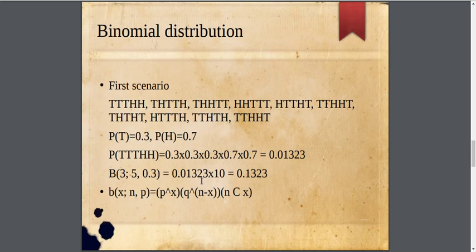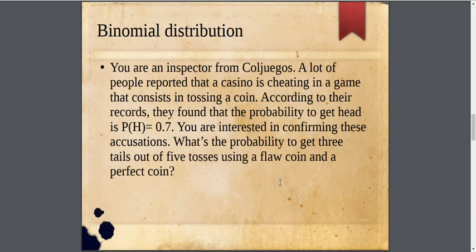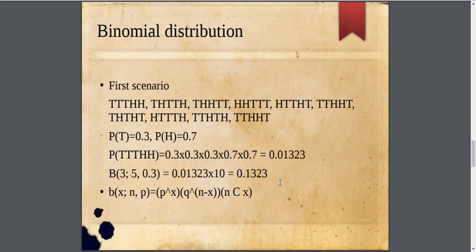So 0.3 times 0.3 times 0.3 times 0.7 times 0.7, and we get the result 0.01323. That's the probability of that specific event. But remember, in this case, we are not only interested in that specific event, we are interested in all the cases where we get 3 tails out of 5 tosses.